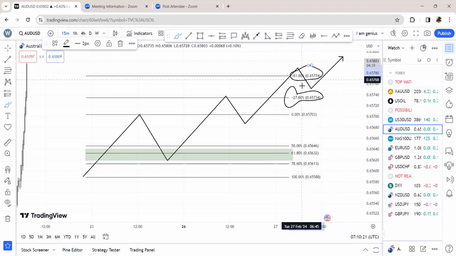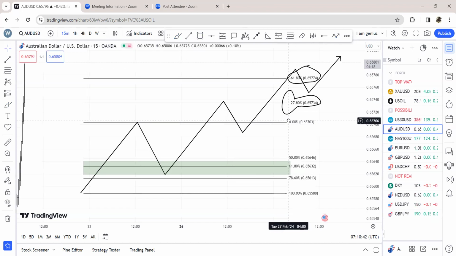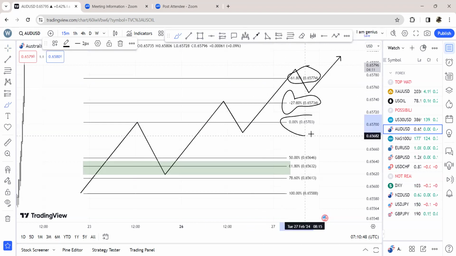Now, what's the importance of these two? These two help you identify the most likely levels the market is going to reach if the trend is very strong. And I explained in the market structure video how you can identify if a trend is strong or not. Next, this level here gives you an area to take partial profit.